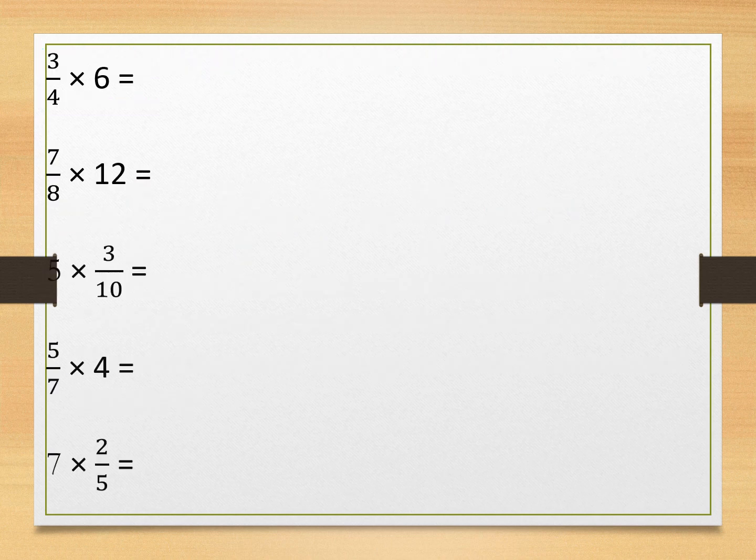Now, all of these are exercises about multiplying fractions with whole numbers. 3 times 6 is 18, and down 4 times 1 is 4. So it will give you 18 over 4.